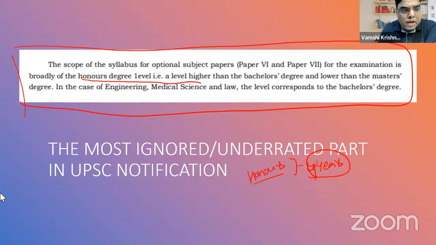Right? I hope I'm clear. Why do people score less? That is the first thing. Whatever may be the optional, it may be PubAd, it may be PSIR, it may be sociology, it may be mathematics, it may be anything. That level of competency should be there in your optional writing. That means in your answer writing.